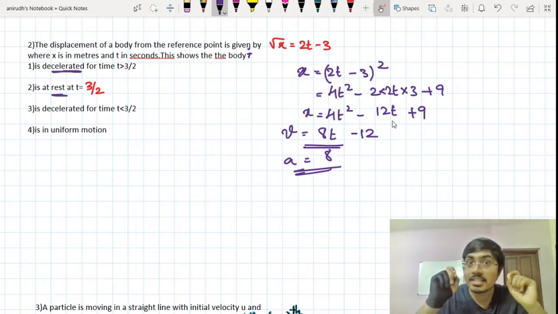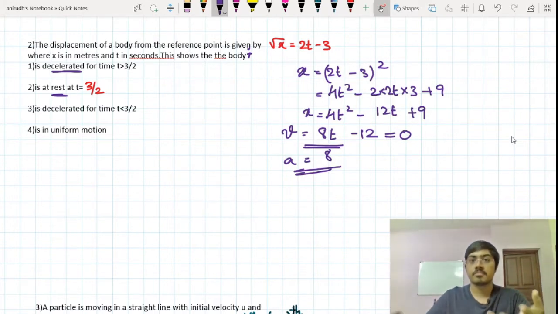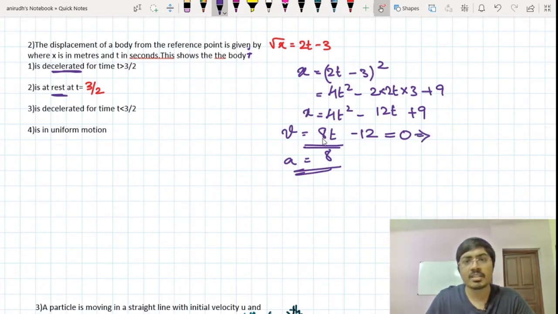Is the velocity 0 at any point of motion? Let's put this equal to 0 and check whether it becomes 0 at some positive value of time t. If this is equal to 0, I can take 4 outside, isn't it? 4 multiplied by 2t minus 3 is equal to 0.